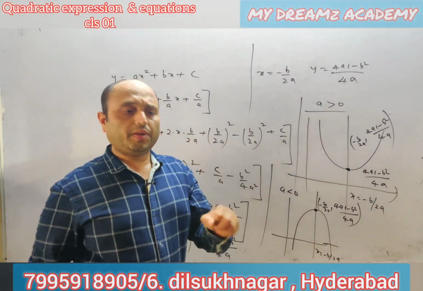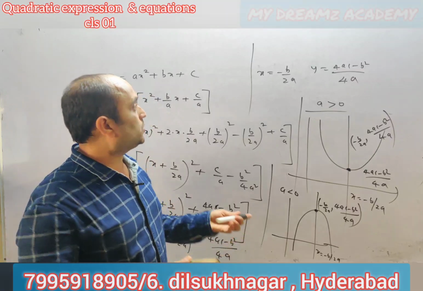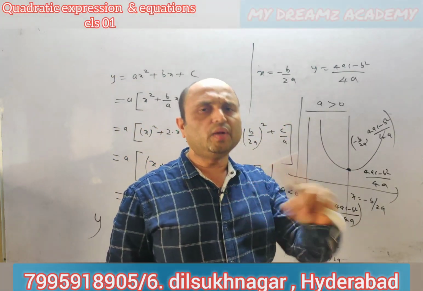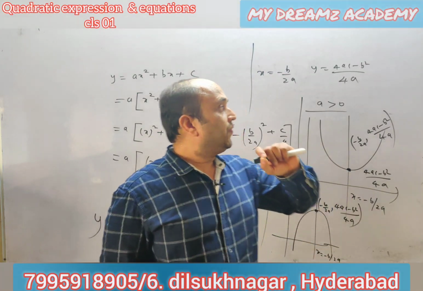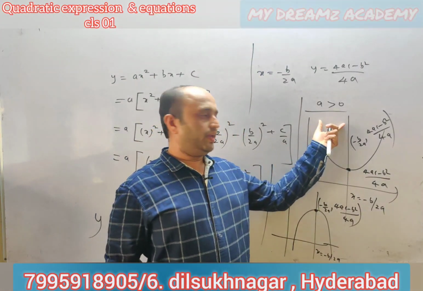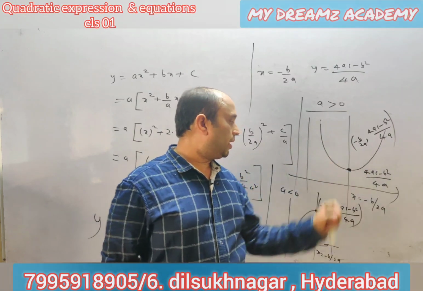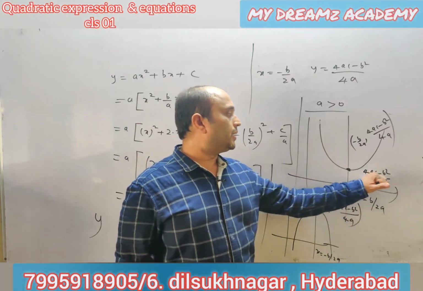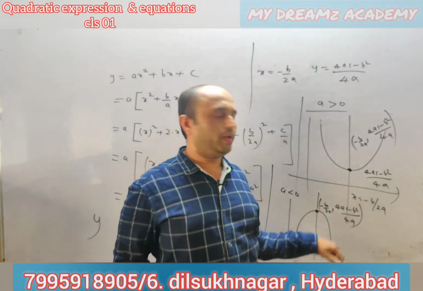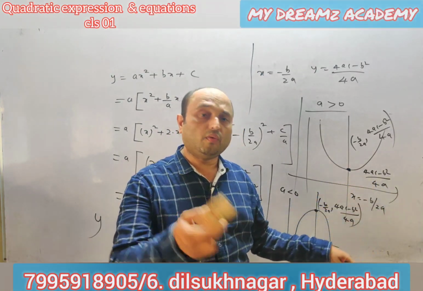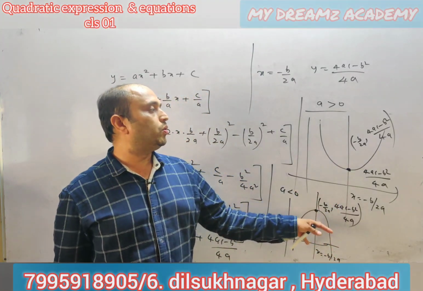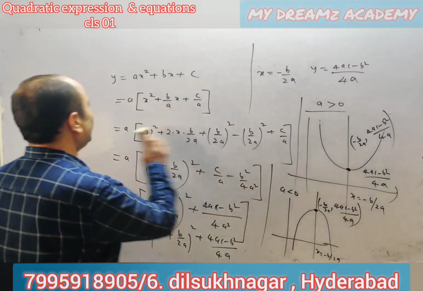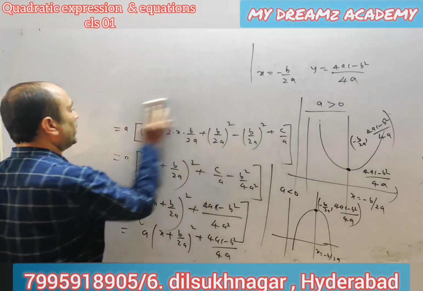So for every quadratic expression, whether it has a maximum or a minimum depends only on the leading coefficient. If a is greater than 0, that is a minimum value; if a is less than 0, it is a maximum value. Both minimum and maximum are the same, (4ac minus b square) by 4a, at x equal to minus b by 2a. So this is the quadratic expression's minimum and maximum.